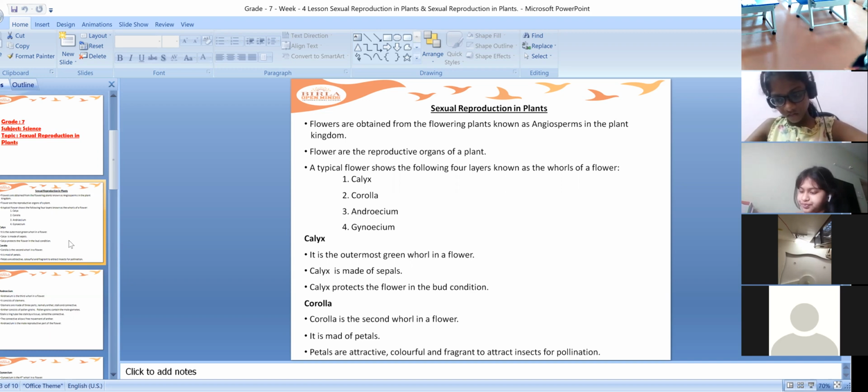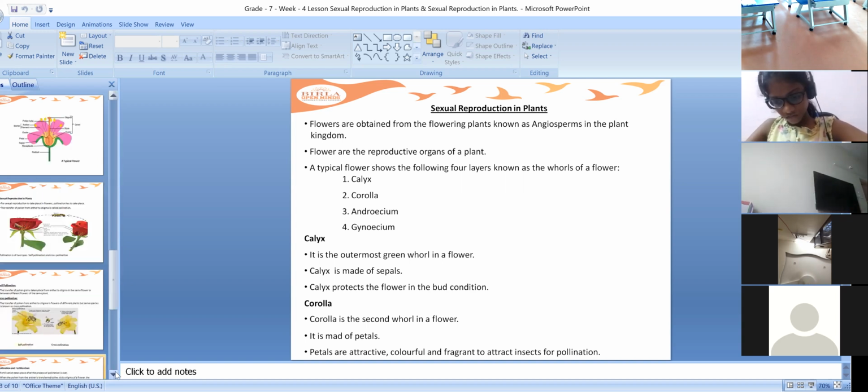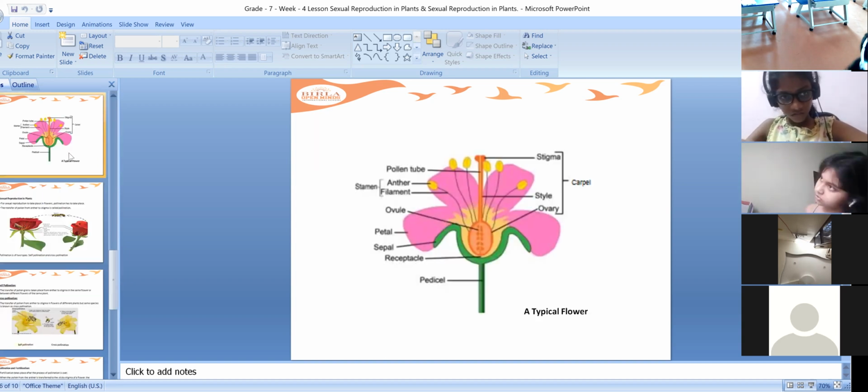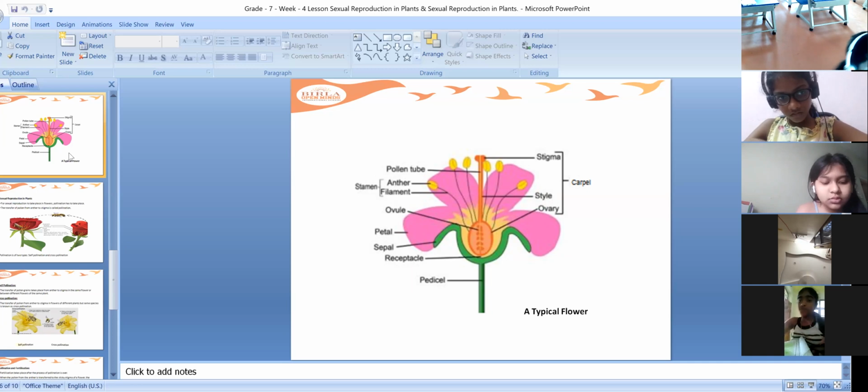Now coming to the next part, corolla. Corolla is the second whorl in a flower. It is made up of petals. If you see in the flower, you can see the pink petals of the flower. These are the petals and this is the sepal. You can see the differentiation. And here you can see different parts: stigma, style, ovary.